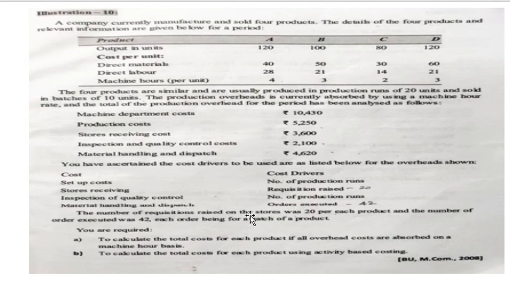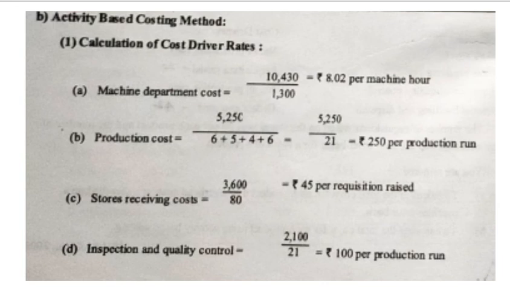The number of requisition rates on the stores was 20 per each product. So for one product it is 20. How many products do we have here? It is 4 products. So 20 for A, 20 for B, 20 for C, plus 20 for D, which will give you 80. So the total requisitions raised is 80 for all the 4 products. We are adding up 20 into 4, which is 80. So 3,600 divided by 80 will give you rupees 45 per requisition raised.